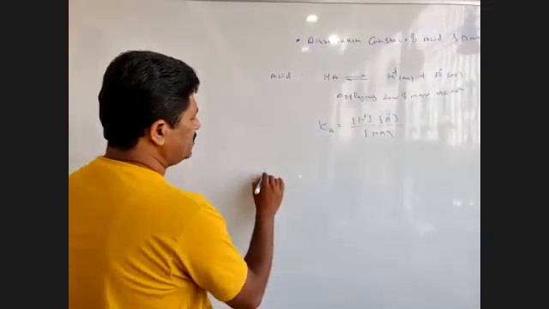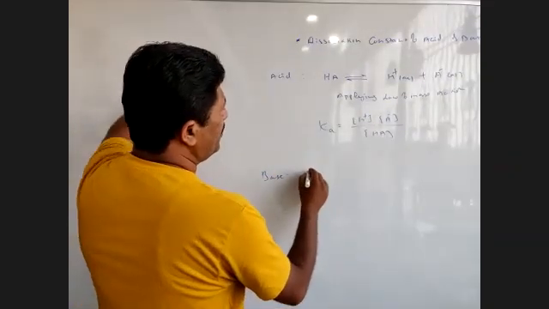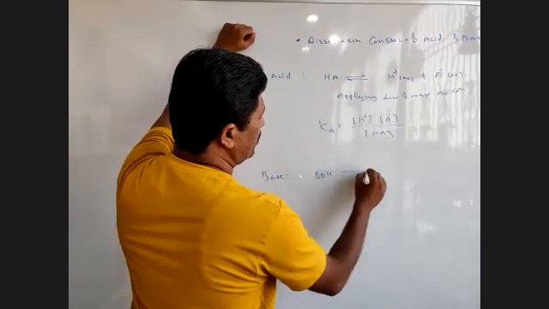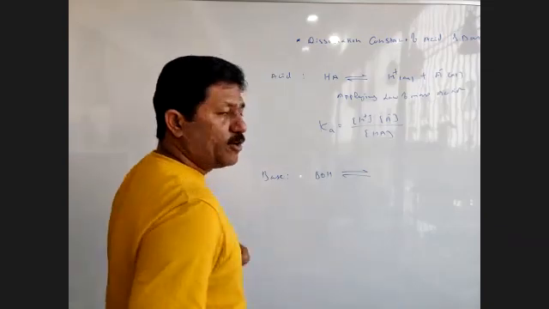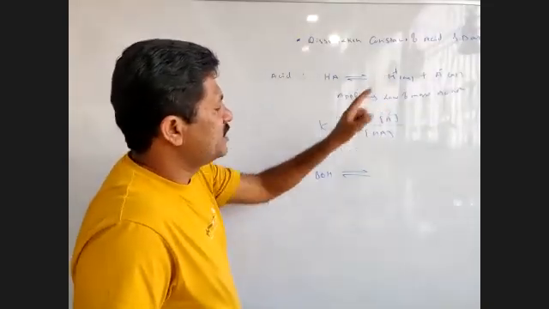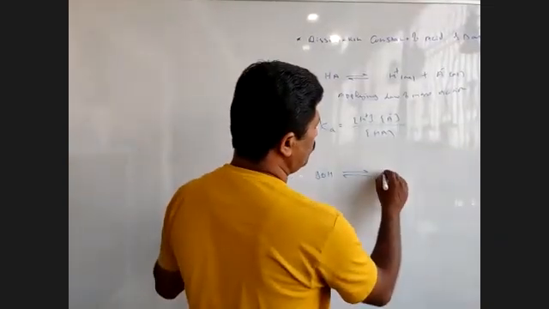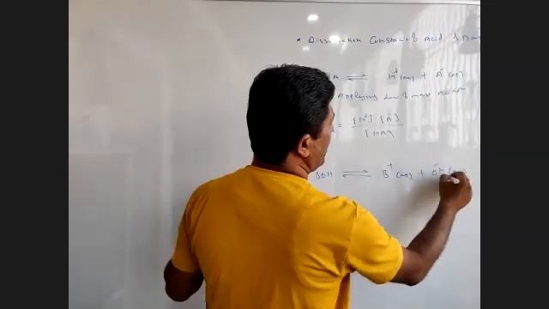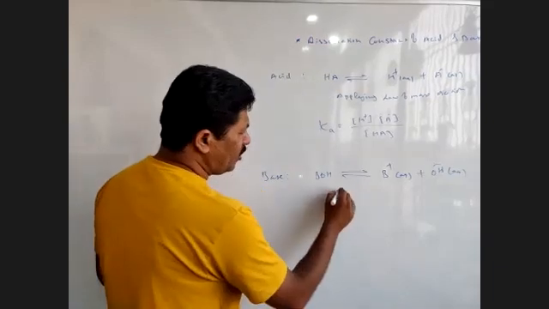When it comes to base, the general representation of base is BOH, because according to Arrhenius theory, acid produces H plus ions and base produces OH minus ions. So it dissociates to produce B plus aqueous plus OH minus aqueous. Applying again the law of mass action.